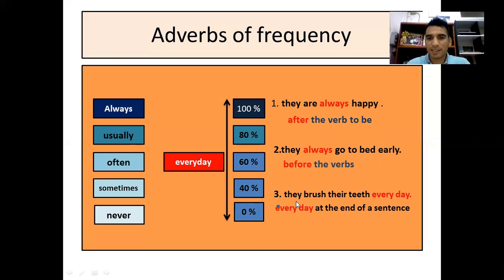And number three, they brush their teeth every day. Every day at the end of the sentences. If you have time, for example, every day or every Sunday, every Tuesday, every Friday, every month, every year, you have to use end of the sentence.